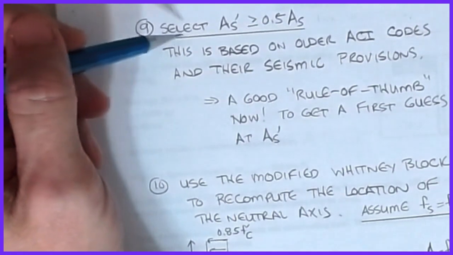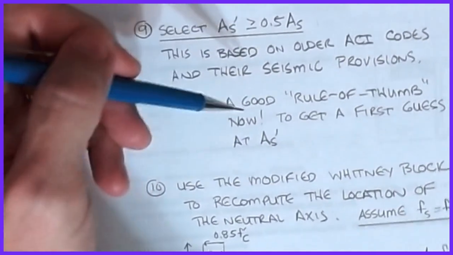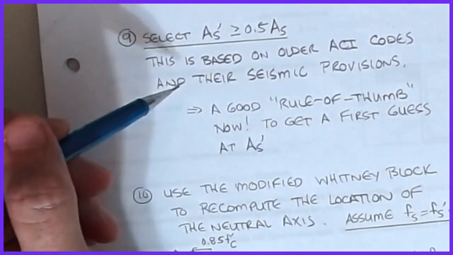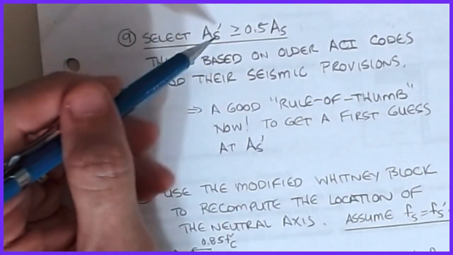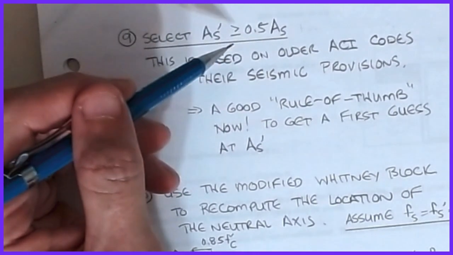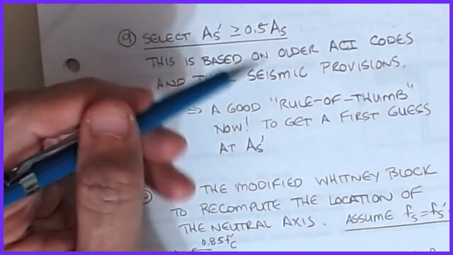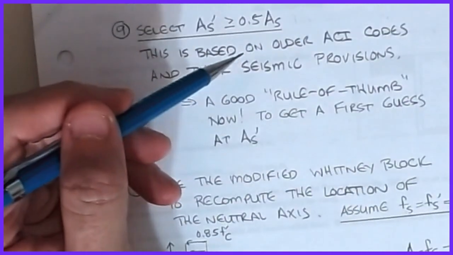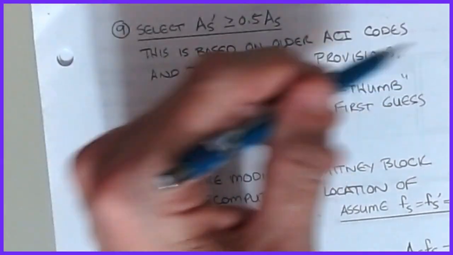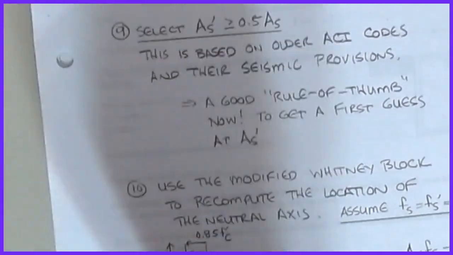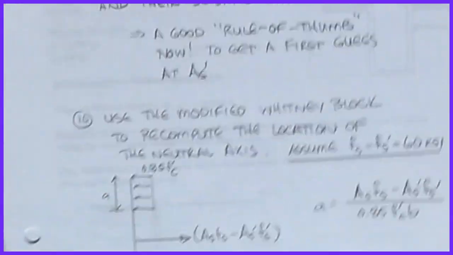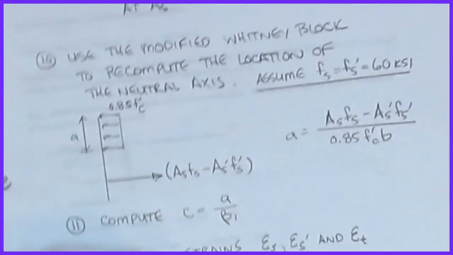Okay, and so what we're going to do is select As prime such that it's greater than 0.5 As. This is based on older ACI codes, and the seismic provisions that they had had that requirement. And again, this has to do with that reversal. You want to make sure you have enough steel on the reverse side when things go from tension to compression, so that I don't get a sudden failure because of an over-reinforced situation. Now, even though it's not common in the current ACI code, it is a good rule of thumb and gives me a tremendously good first guess for As prime. So that's one of the reasons I still incorporate that into the methodology.